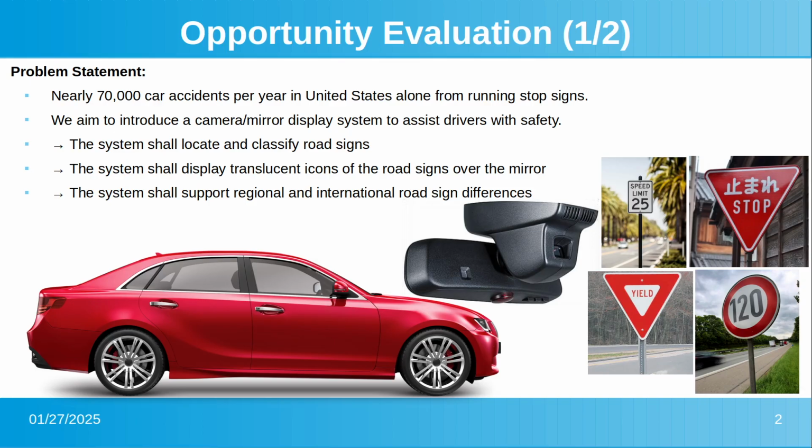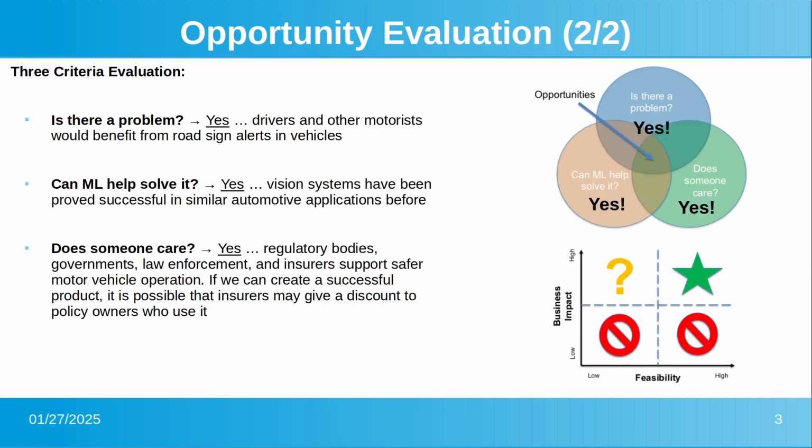Our problem statement is that there are nearly 70,000 accidents per year just in the United States from running stop signs, and we want to introduce a system that's embedded in the vehicle to assist drivers with safety by warning them of approaching road signs. So the system needs to classify road signs and display translucent icons of the road signs on top of the mirror system. And it also needs to work internationally as well.